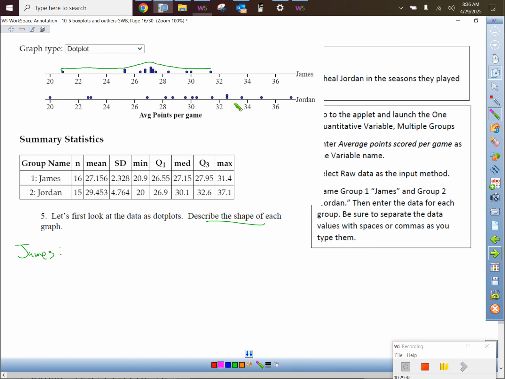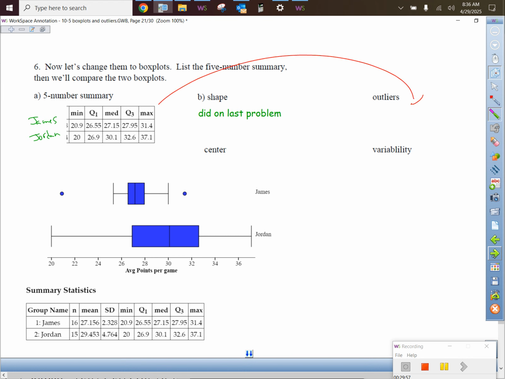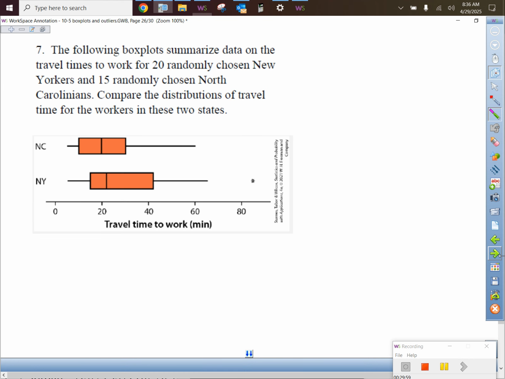So anyway, last thing. So where did we end up right here? One last thing right here. The following box plots are those 20 travel times to New York and then 15 different ones to North Carolina. Cool? Let's compare these. It's kind of tough to tell because we don't have the dot plot, but let's describe the shape. What do you think about the shape of this one? Is it fairly symmetric, skewed right, skewed left, or anything like that? What do you think? Discuss.